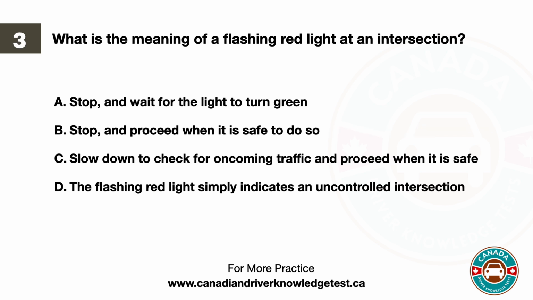Question 3. What is the meaning of a flashing red light at an intersection? A. Stop and wait for the light to turn green. B. Stop and proceed when it is safe to do so. C. Slow down to check for oncoming traffic and proceed when it is safe. D. The flashing red light simply indicates an uncontrolled intersection. The answer is B. Stop and proceed when it is safe to do so.